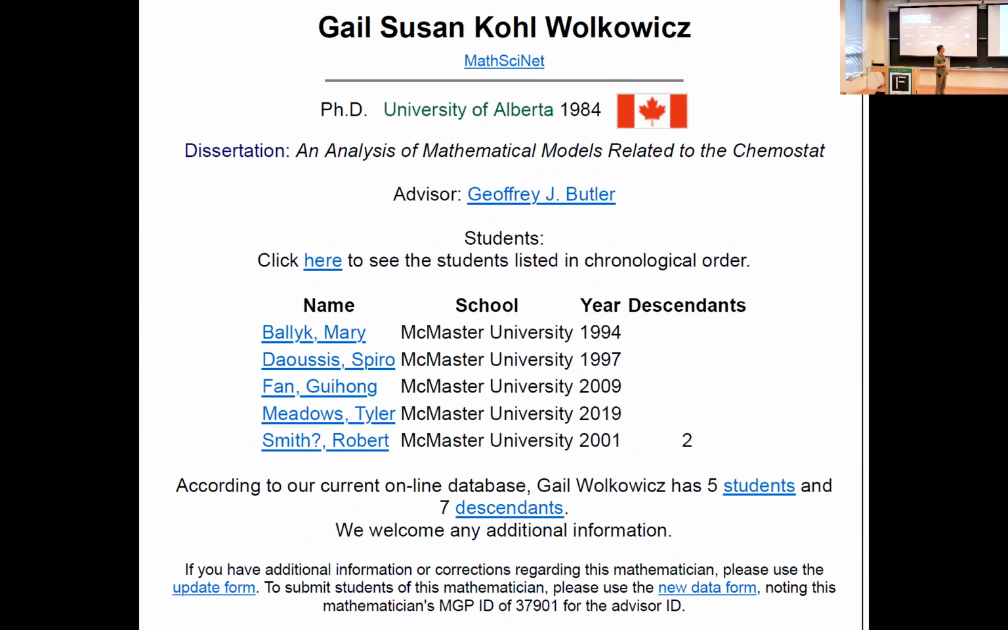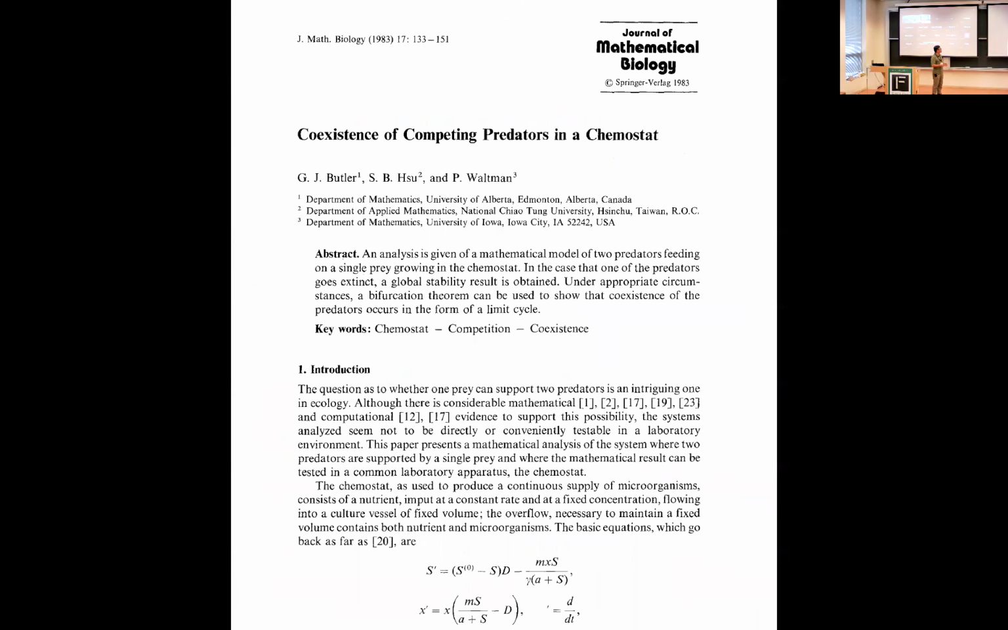This is a truly classical PhD thesis, and it talks about the analysis of mathematical models related to the chemostat. Of course, he also did many more substantial work in this area. I don't have time to talk about this, but because this slide brings up Jeff Butler, I want to say a few minutes about Jeff too, because Jeff is the one that brought me into math biology, and through this paper.